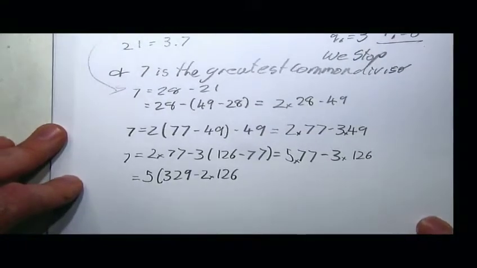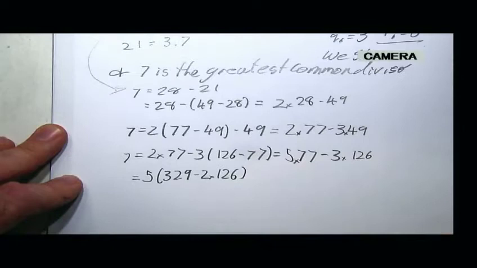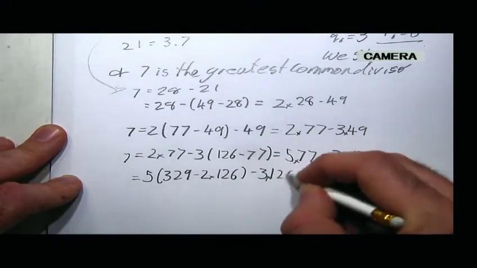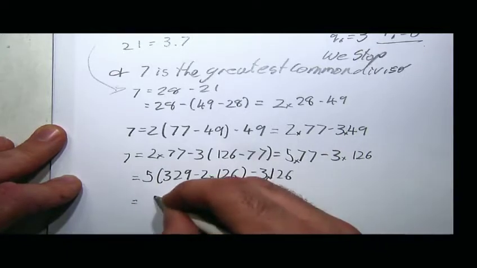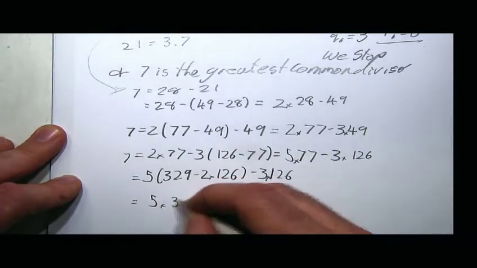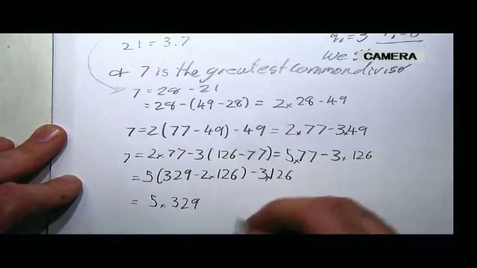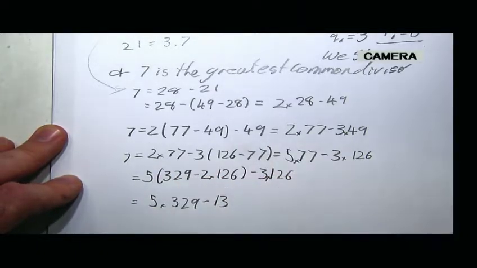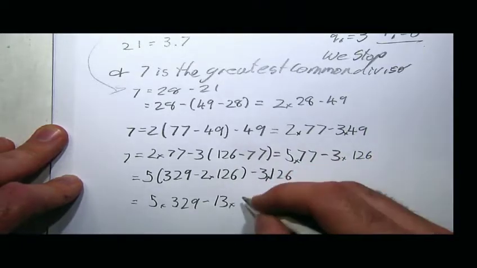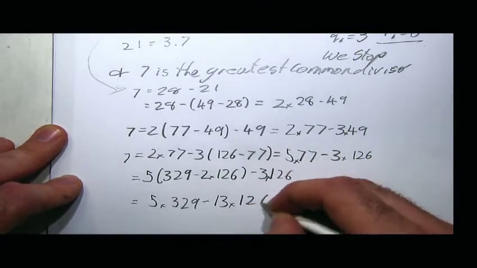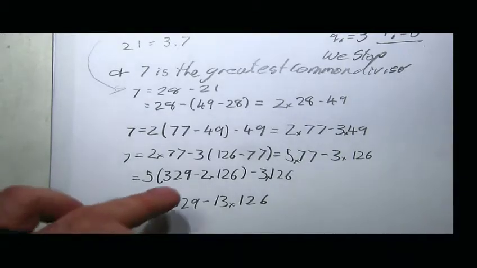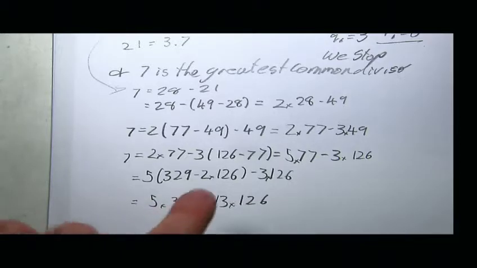Let's give ourselves a little bit more room here. And then minus 3 times 1 times 126. So if I expand this out, I get 5 times 329. This is going to get me 10, so minus 13. Is that right? Let's pretend. Alright. This number here is about 1600. This number here, very close to 1600.